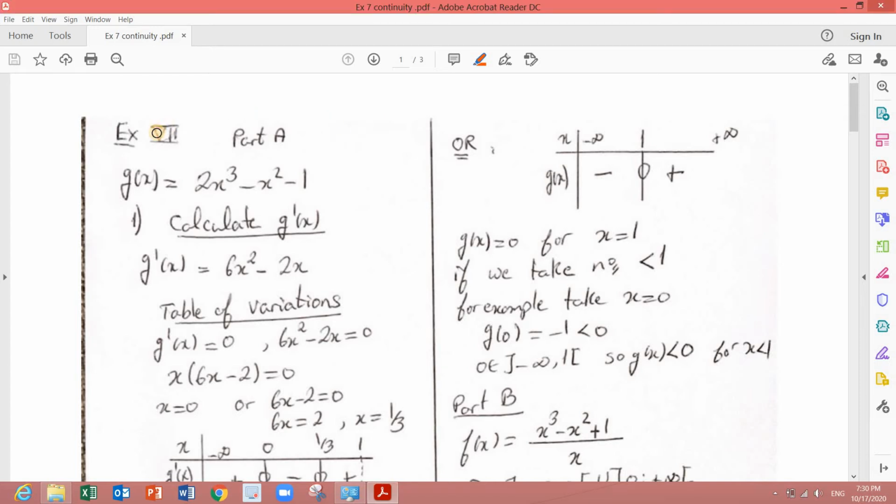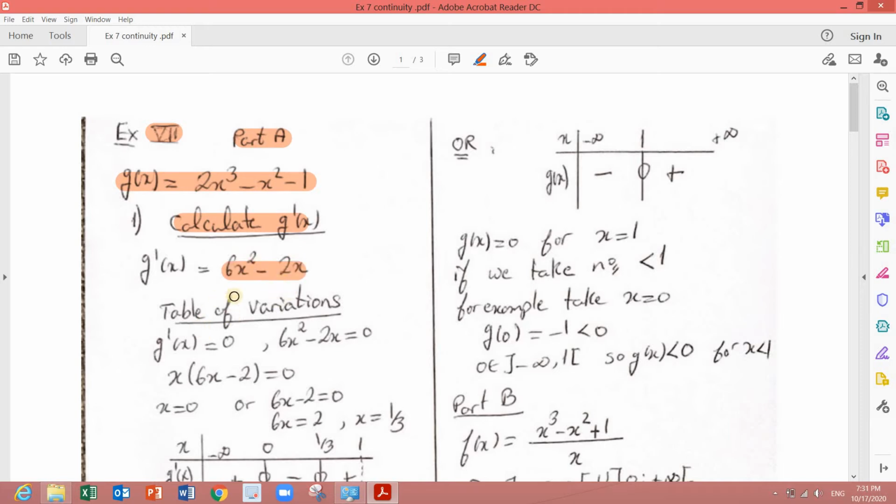Exercise 7. We have the function g(x) equal to x cubed minus x squared minus 1. Part A, 1. Calculate g prime of x. g prime of x equals the derivative of x cubed, which is 3 times 2, 6x squared, minus 2x.